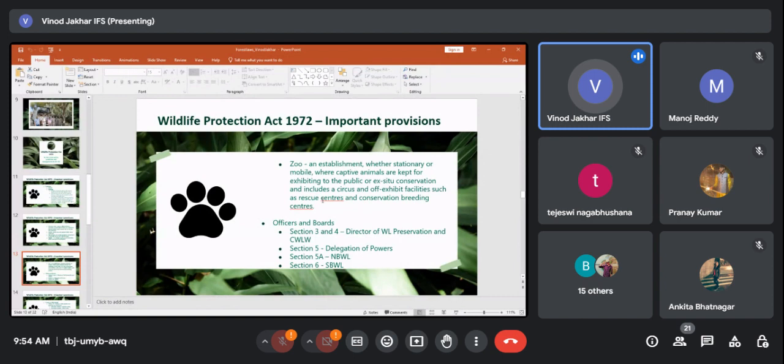In rescue centers, we bring the rescued animals. A leopard has gone to a habitation area and has injured itself. So we'll capture it, bring it to the rescue center, treat it, and then release it in the wild. And similarly, there is a conservation breeding center. There is a snow leopard conservation breeding center in Darjeeling, West Bengal. There they are breeding snow leopards. They are kept off exhibit, and they are breeding them, and then they will be subsequently released. There is a conservation breeding center for red panda also in the same facility in Darjeeling.